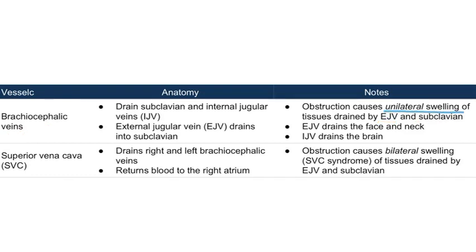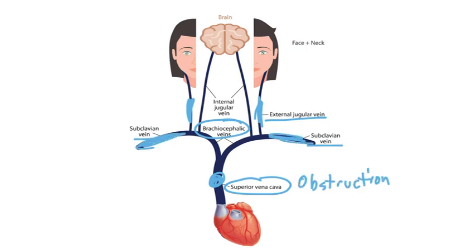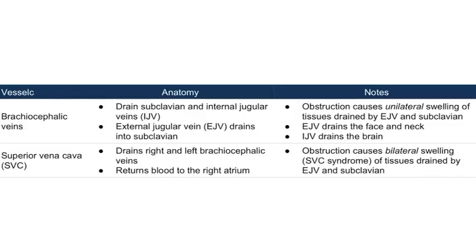But now let's talk about bilateral swelling with SVC obstruction, or SVC syndrome. The SVC, again, is seen right here, and it receives blood from the brachiocephalic veins, as we already discussed. If obstructed, like right here, we will get congestion of the external jugular vein on both sides, as well as the subclavian veins on both sides. This would lead to edema and swelling bilaterally. The fact that bilateral swelling occurs with SVC obstruction, while unilateral swelling occurs with brachiocephalic vein obstruction, is very testable and very high yield. So let's do a question to reinforce this material.